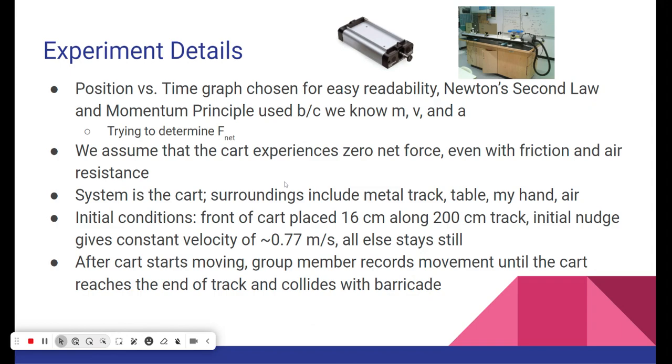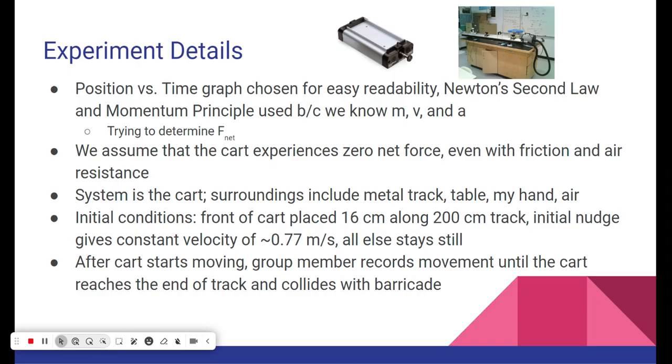For experiment details, the position versus time graph is chosen because it's easy for readability. Newton's second law and the momentum principle are used because we know certain constants used in these equations, for example, mass, velocity, and acceleration. We want to find F net using these two physics laws pretty easily.